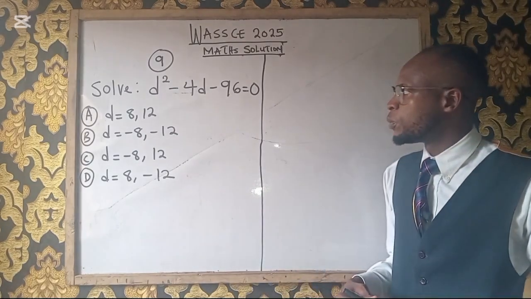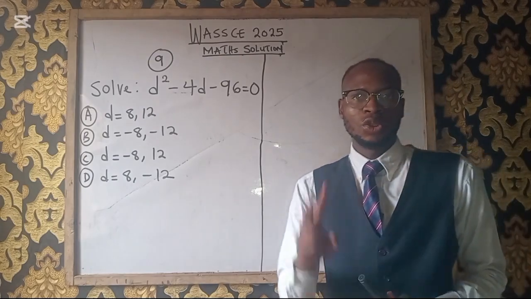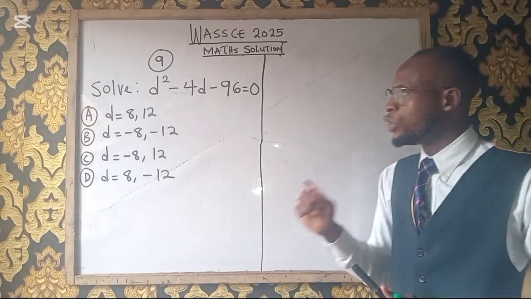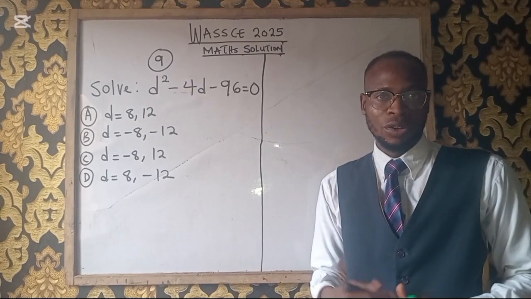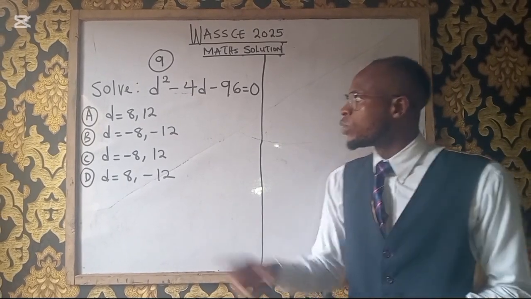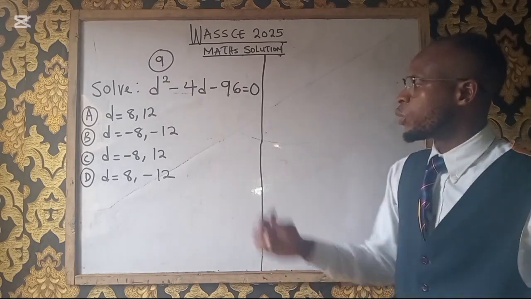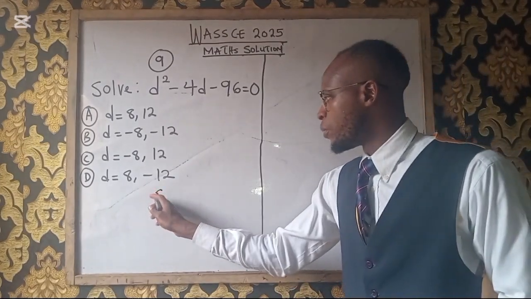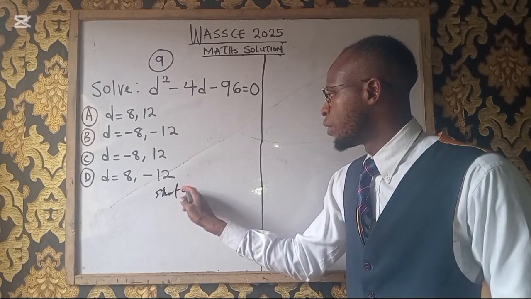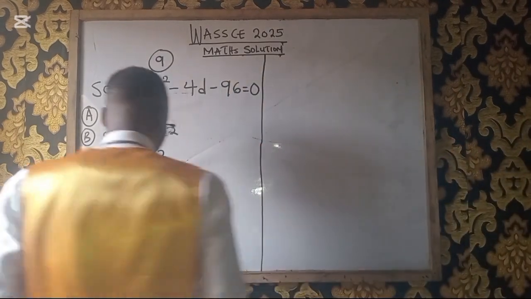Then how do we solve this problem? I will try using two methods of solving. I will go with the shortcut, and I will also go with the long way of solving, which is the factorization method. So let's start with the shortcut and get the answer quickly. Let me do the shortcut from this angle, please.